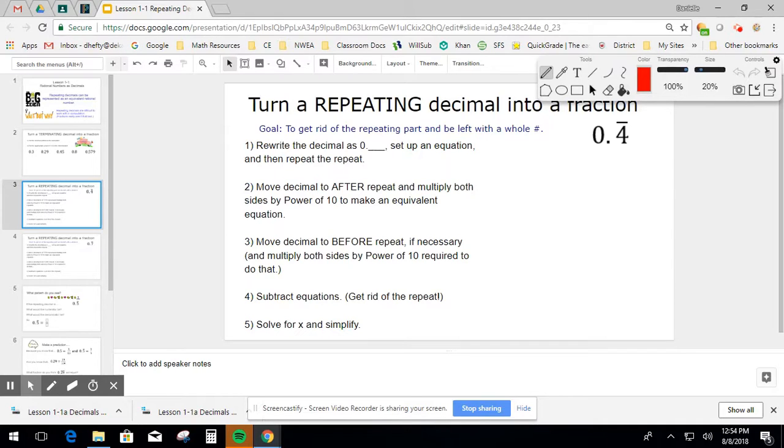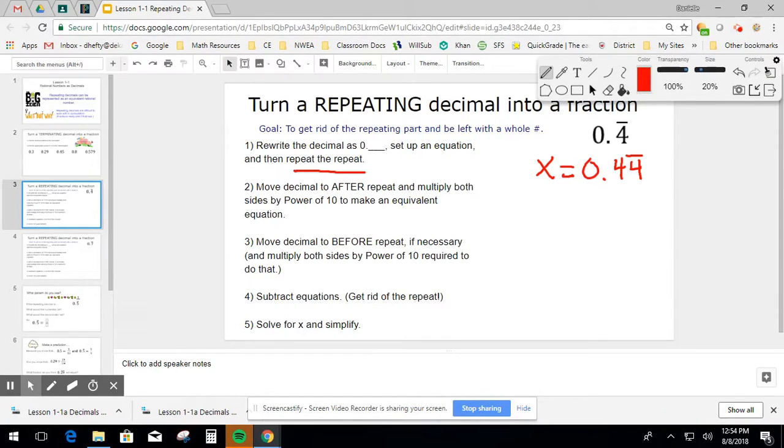So our first step is to write the decimal as 0 point something, and it already is 0 point something, so we're good there. We're going to set up an equation. Our equation is always going to look like this. X equals 0 point, and whatever we have here. So we have 4 repeating, but we want to actually repeat the repeat. So since a 4 is repeating, we're going to write that one more time. You'll see why here in a second. We're on the first step. That's all there is to it. This is the equation that we're actually going to manipulate and use. It's going to help us see what our next things are going to be.